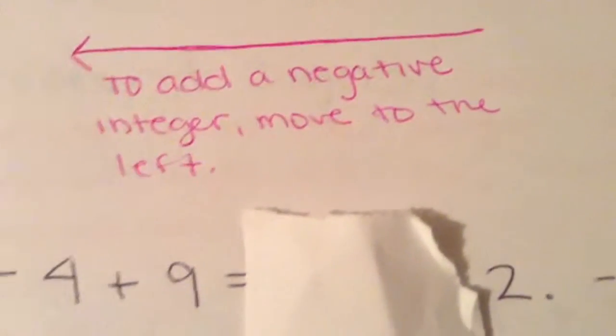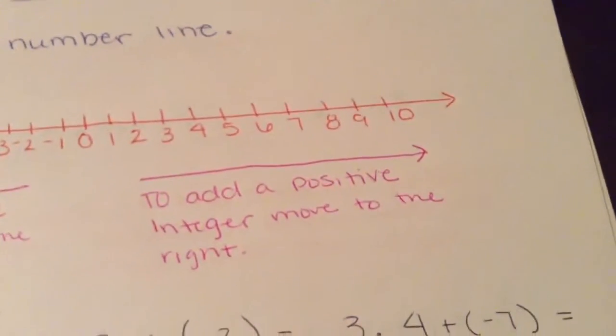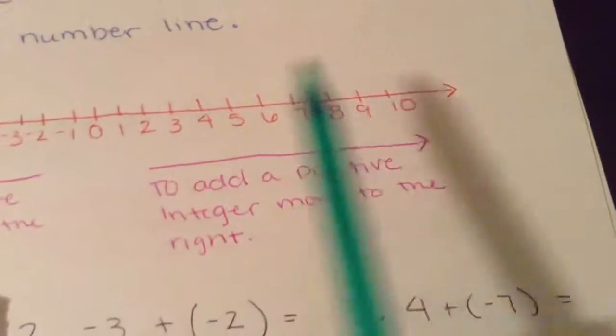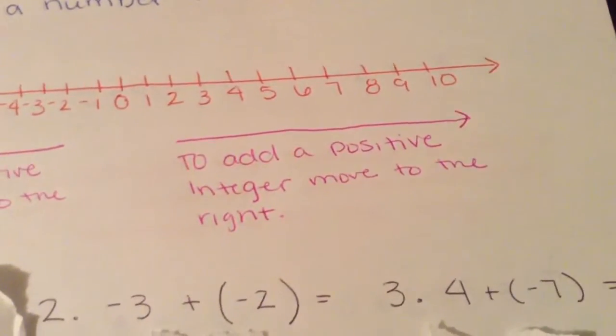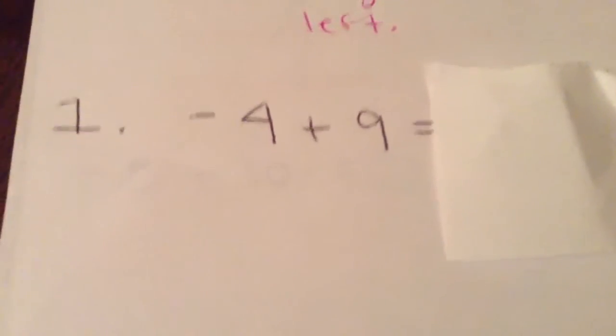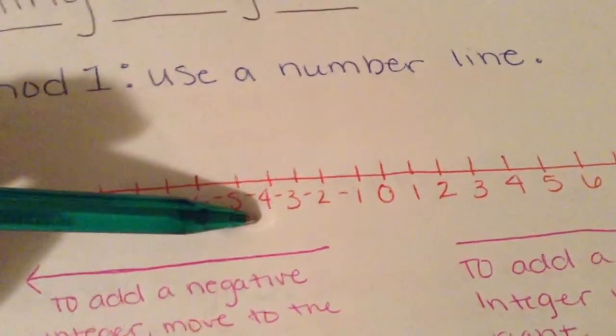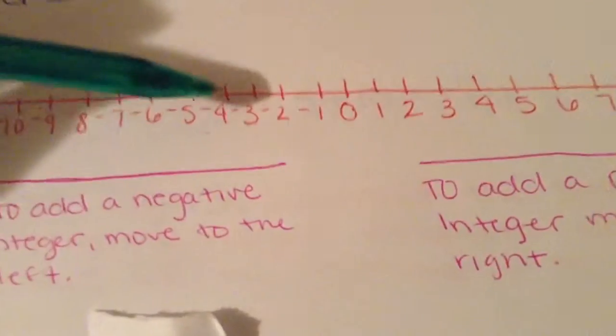To add a negative integer, move to the left because this is negative. To add a positive integer, move to your right because that is your positive side. So we're looking at a negative 4 plus 9. So when you go into your number line, you're going to be at negative 4. We are going to be moving to our right because it is a positive 9.